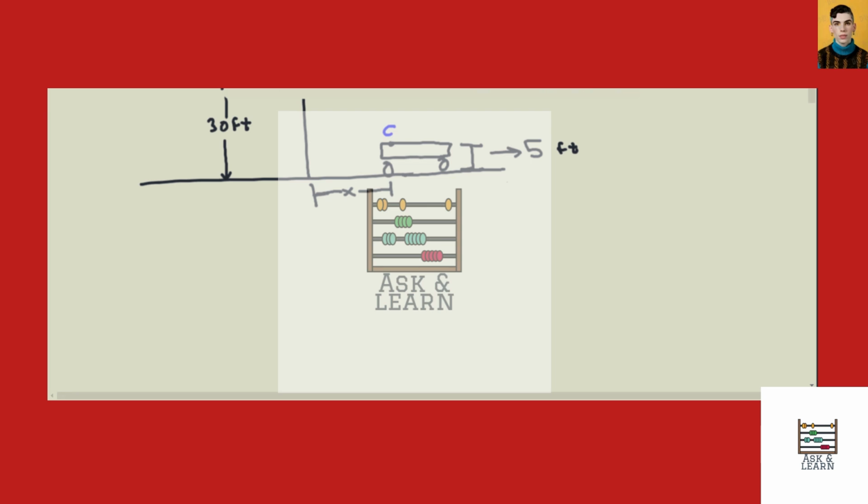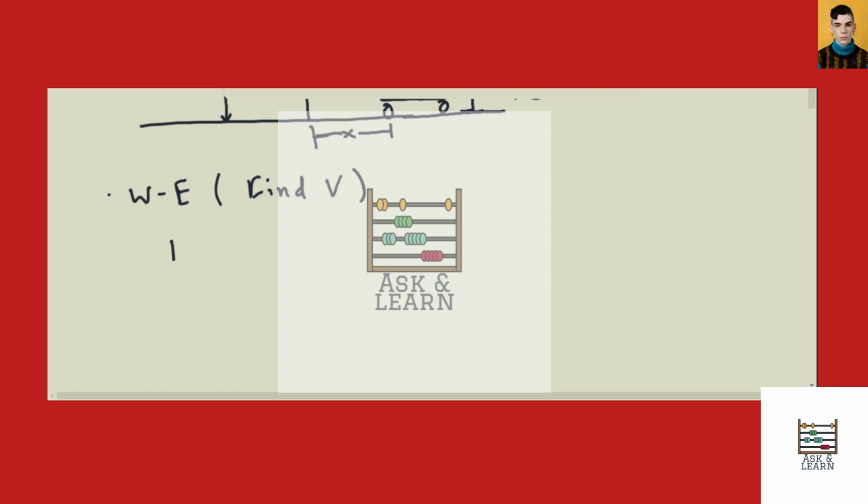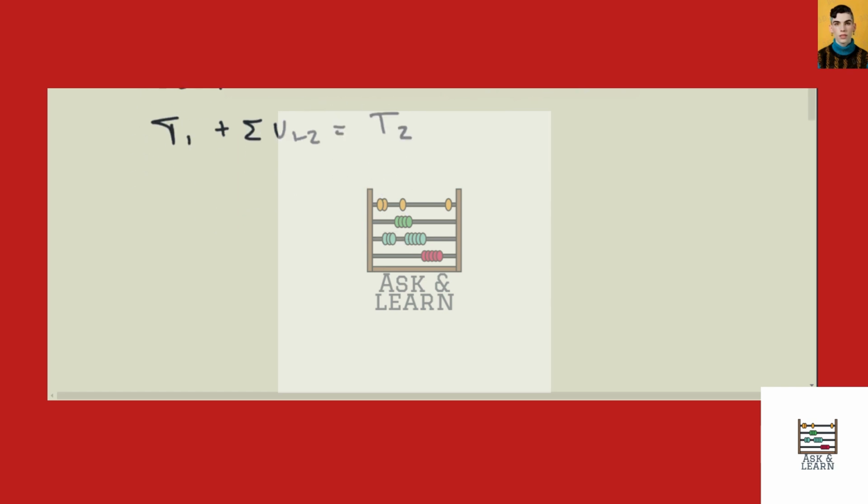Because we're dealing with forces, work is force times distance. So that box is producing work and it has a velocity, so it also has kinetic energy. We can use the work-energy principle, and this part is to find the velocity. So we have the initial kinetic energy plus the work being done by the forces equal to the final kinetic energy.